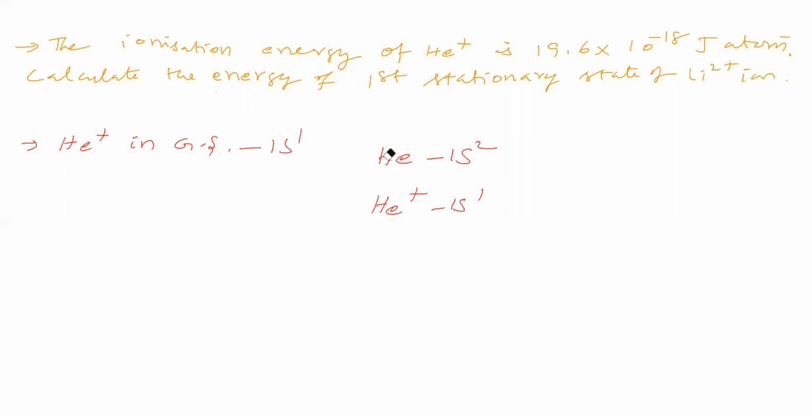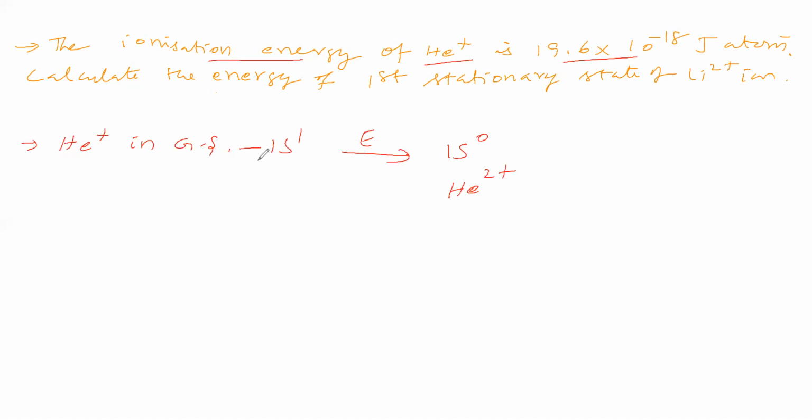Now in this He plus, one electron is present. Let us remove that electron by supplying energy. If you supply energy, this electron will be removed, then it becomes 1s0, which means you get He2 plus. To remove this electron, the energy required is called ionization energy, the minimum energy. So the ionization energy of He plus is given, that is 19.6 into 10 power minus 18 joule.